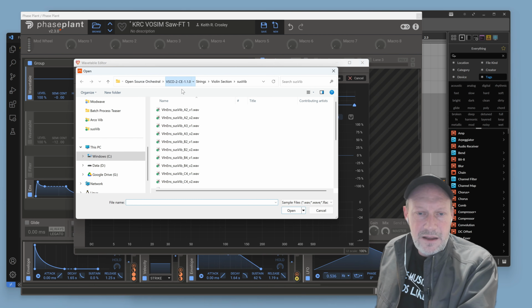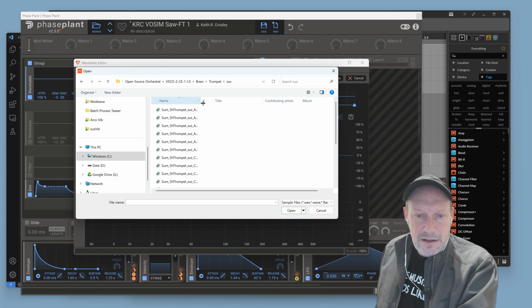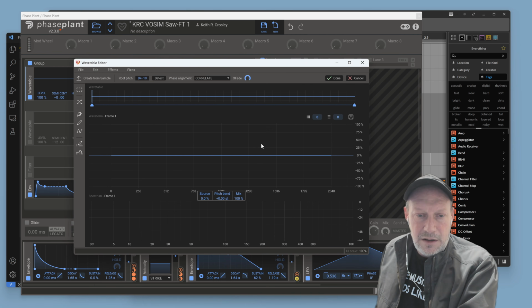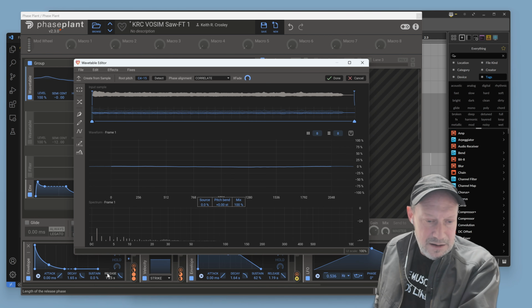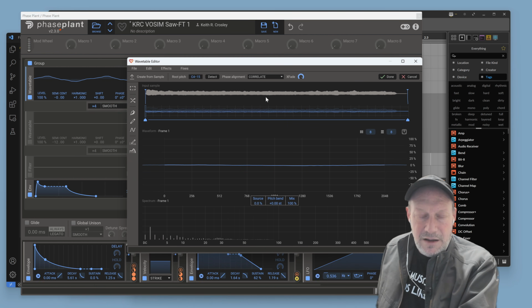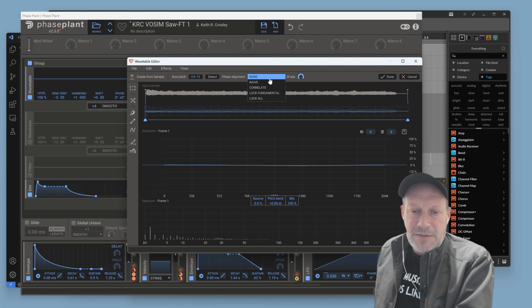Let's see here. Let's try a brass sample, shall we? How about a trumpet articulation? Let's go with a sustained trumpet. That should be really easy. Let's see here. Sustained trumpet, sustained C3 velocity 1. Sure. Okay. So now, when we import a sample like this, usually we wouldn't have any phase alignment done on it.